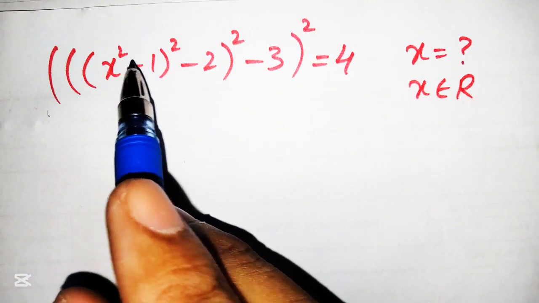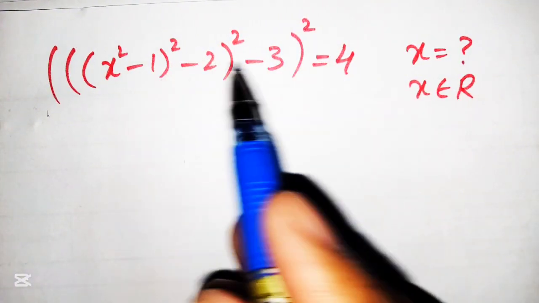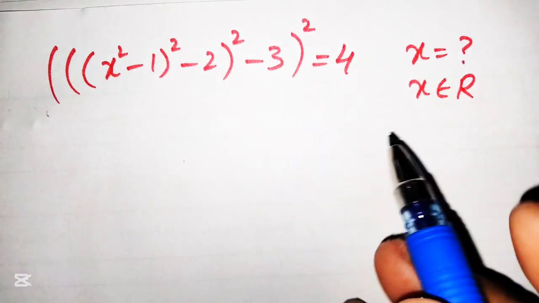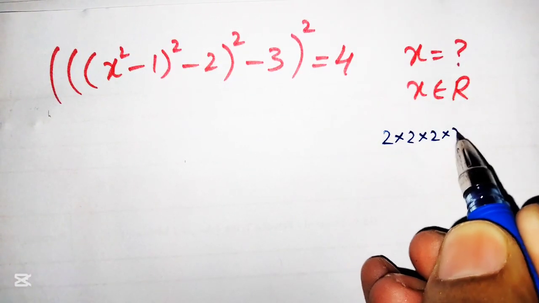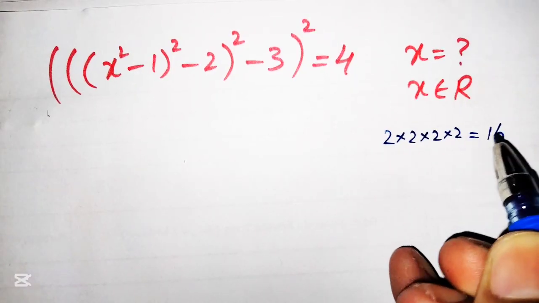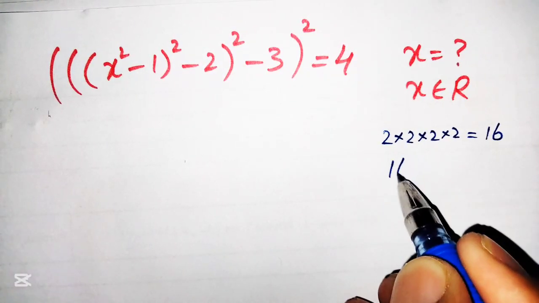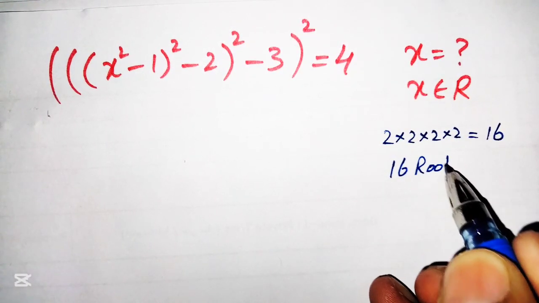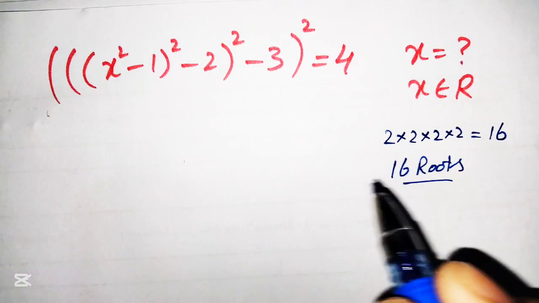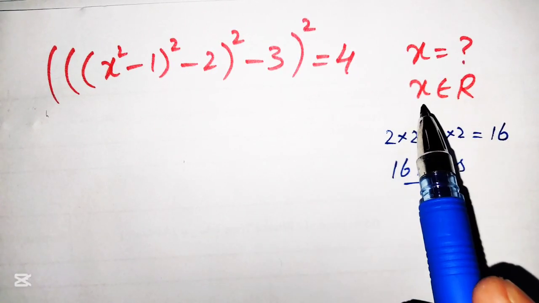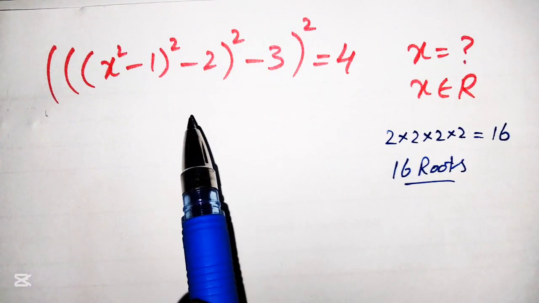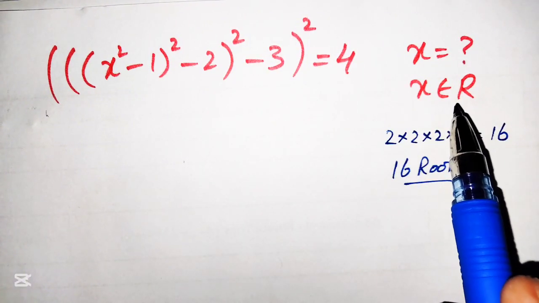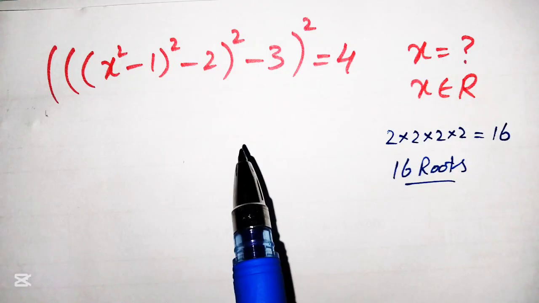From this we can see that there are powers, four squares involved in this equation. So if we multiply 2 by 2 by 2 by 2, it is equal to 16. It means that this equation has 16 roots. But remember one thing, that we have to find only the values of x which are real in nature. So we will solve this for only the real valued roots. So let's start the solution.